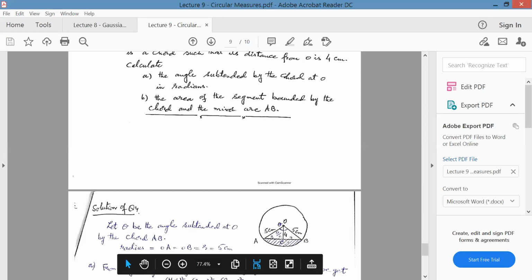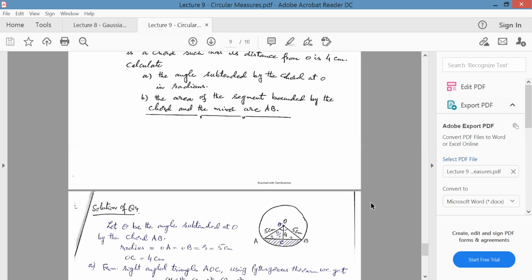So you assume that this is OC. I have marked here, say, this point is C on the chord AB. OC distance is 4. Radius OA and OB are equal. This is 5 centimeters. And the angle, if I assume that it's theta in total, half theta is in triangle OAC and half of theta is in triangle OBC. Now this vertical line OC is bisecting our triangle into two right angle triangles, right? Theta by 2 is on one side and another theta by 2 is on the other side. Total angle is theta.